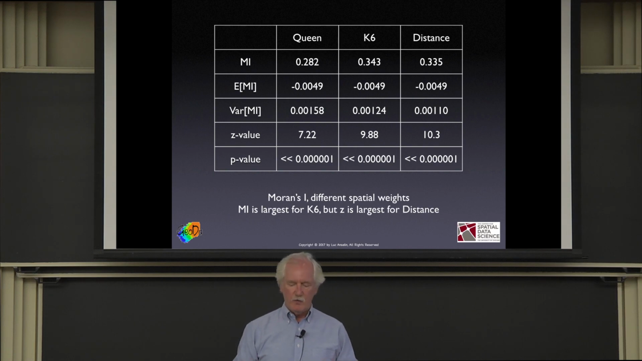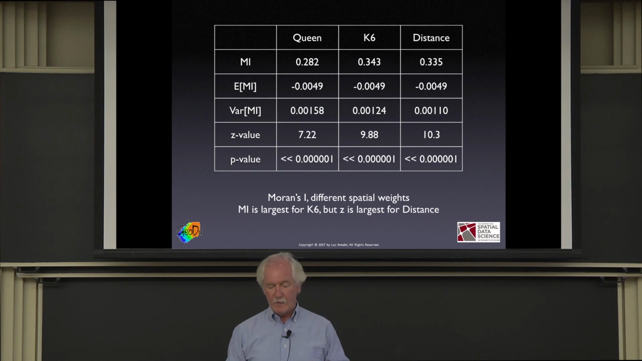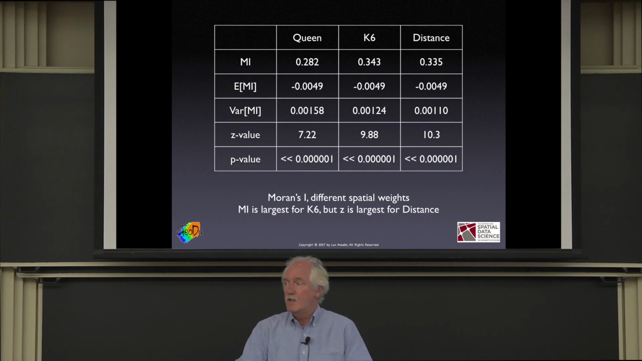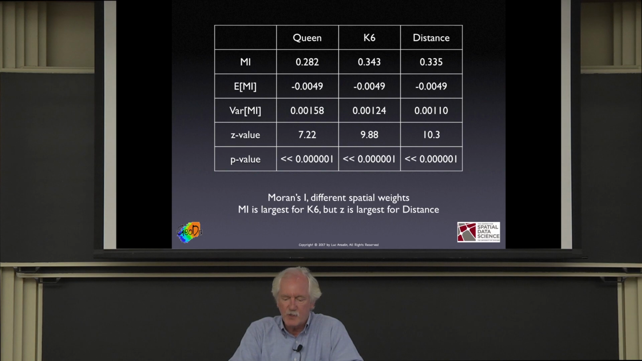So then we do the mean. The mean is the same. The variance is not the same. That's where the effect of the weights is being incorporated. And so as a result, the z-values won't be the same either. Then if we look at these z-values, we see that in fact the measure based on the distance weights gives the strongest evidence of positive spatial autocorrelation.